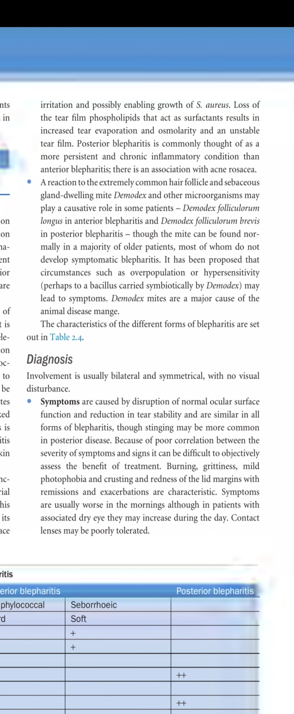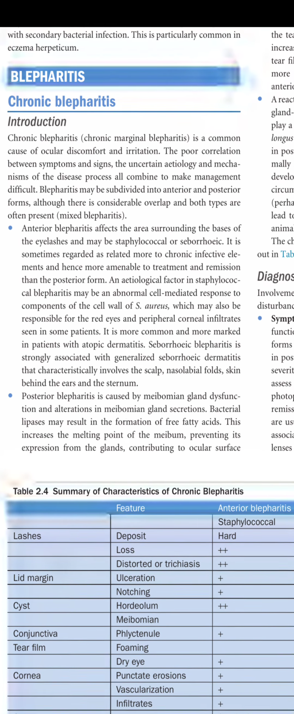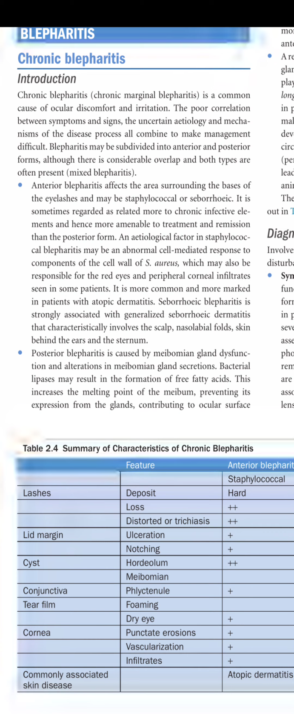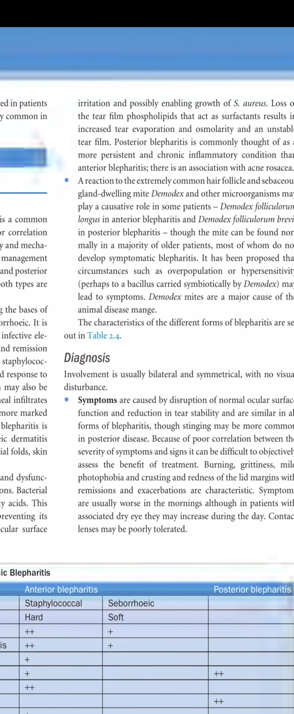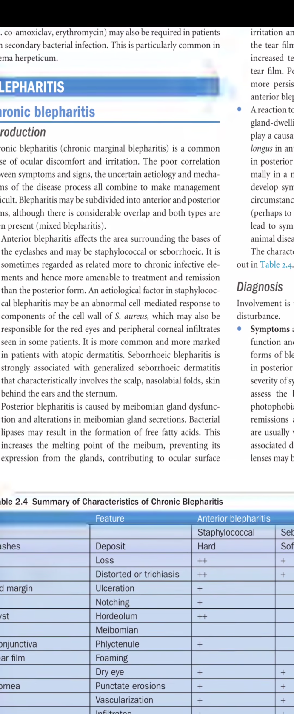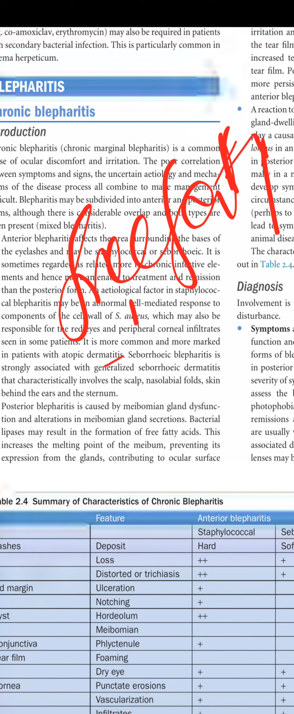Another very important thing is that acne rosacea is associated with it. Another important thing is that when it is associated with infection, with Staph aureus, there will be bacterial lipases. What will they do? They will increase the formation of free fatty acids. And what will that do? It will increase the melting point of the meibum, and it will not allow the meibum to be expressed from the meibomian gland.